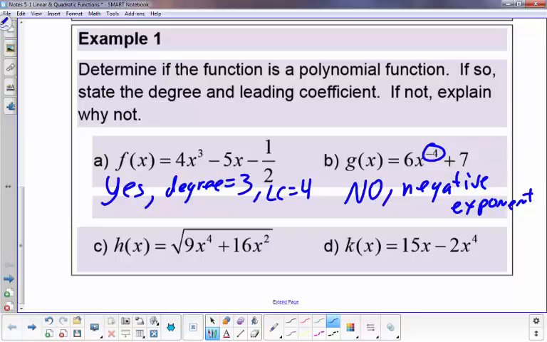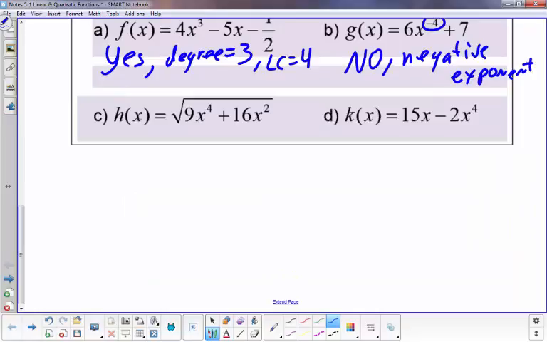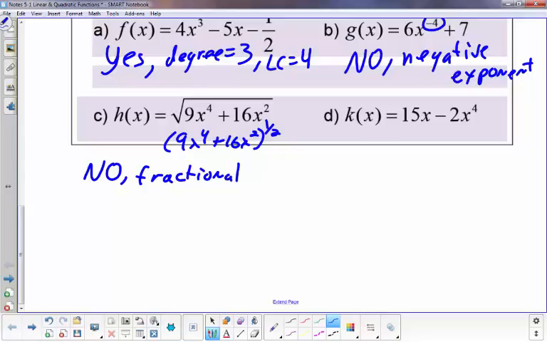Looking at C, h of x equals the square root of 9x to the 4th plus 16x squared. Well, you think, oh, if I take, no. Because if you think about it, guys, that's just 9x to the 4th plus 16x squared raised to the 1/2. So that's a no again, and that is a fractional exponent. Remember, we have to have whole-number powers, 0 and above. Nothing as a fraction.